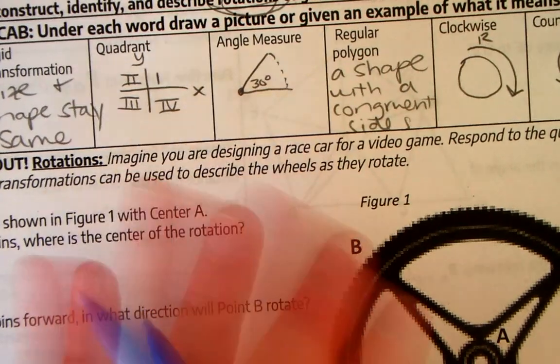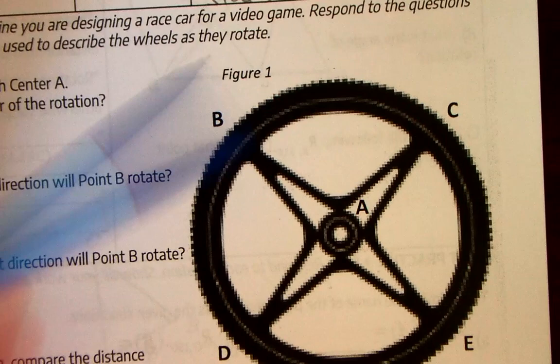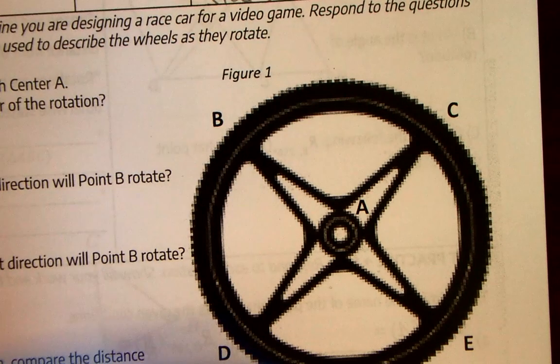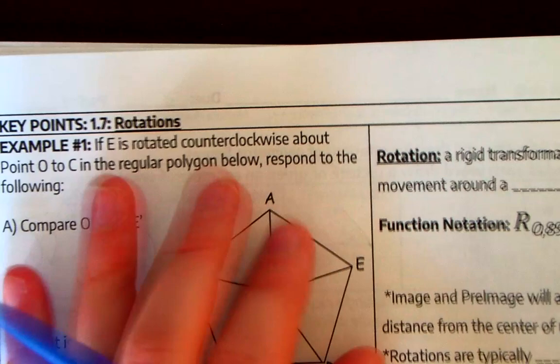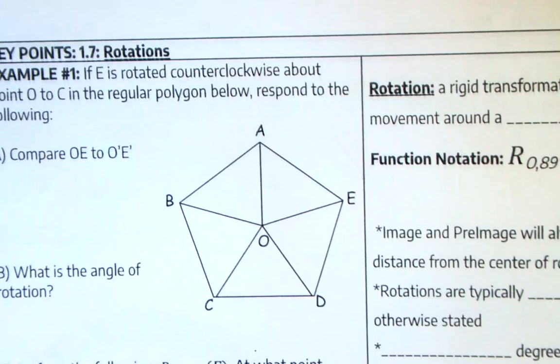In class, we talked about rotations. We were talking about a video game, designing a race car for a video game. And when you have a race car and the wheel spins, that's a rotation, right? We're going to skip over this part for now. It's okay if you don't get that in if you were gone. And we're going to jump to the key points box on page 2.